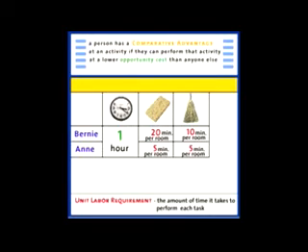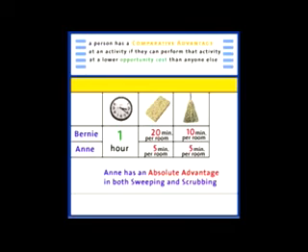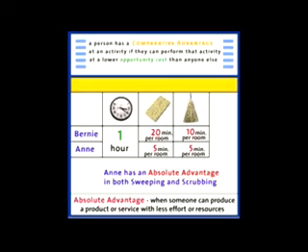Because Anne can scrub faster, she has an absolute advantage in scrubbing. Because Anne can sweep faster, Anne has an absolute advantage in sweeping. Now, let's suppose Anne spends an hour doing sweeping or scrubbing. What is the maximum output that she could expect? Well, divide 60 minutes, 1 hour, by the 5 minutes that it takes to scrub a room, and you get that Anne's maximum number of rooms scrubbed in 1 hour is 60 divided by 5, or 12.